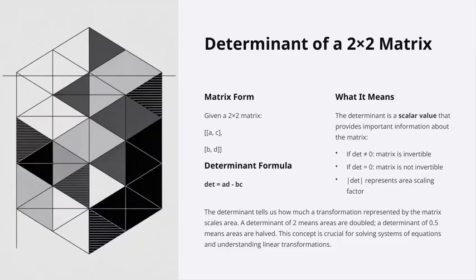Another key point is that the absolute value of the determinant, |det|, represents how the transformation scales area. So if the determinant is 2, it indicates that areas are doubled after the transformation. Conversely, a determinant of 0.5 means areas are halved. This idea of area scaling is crucial because it helps us visualize how the matrix affects space, whether it stretches, shrinks, or flips it. Understanding this concept is fundamental in solving systems of equations and analyzing linear transformations, as it gives us insight into how the matrix manipulates geometric space.